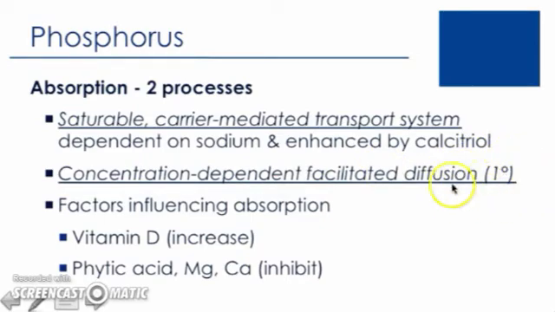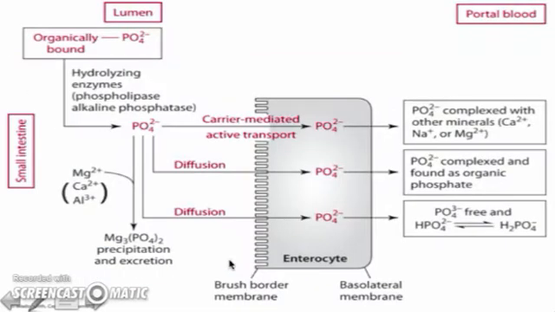or mechanism of absorption. We see factors influencing absorption of phosphorus being vitamin D, so we already saw that calcitriol increases phosphorus absorption, but we also see that phytic acid, magnesium, and calcium will inhibit or decrease its absorption. So these will actually bind to phosphorus prior to absorption. It will bind to phosphorus in the lumen of the small intestine, promoting its excretion in feces.